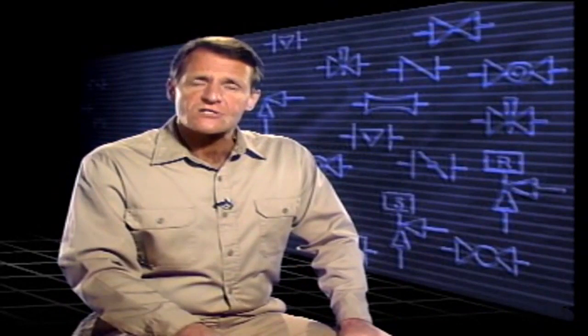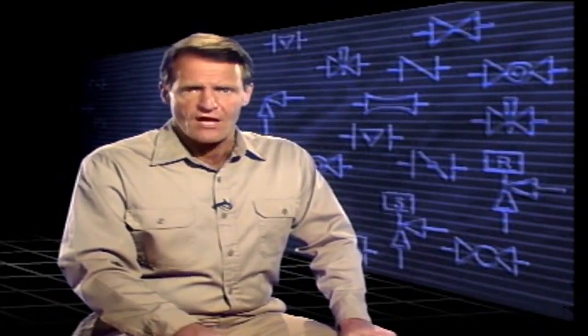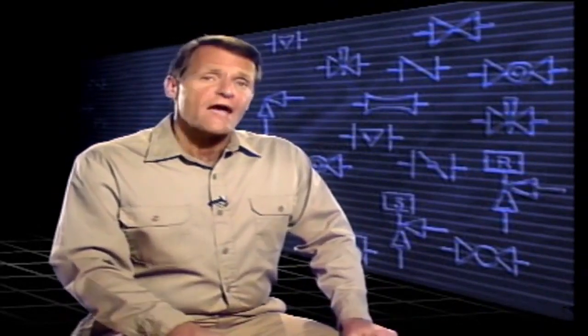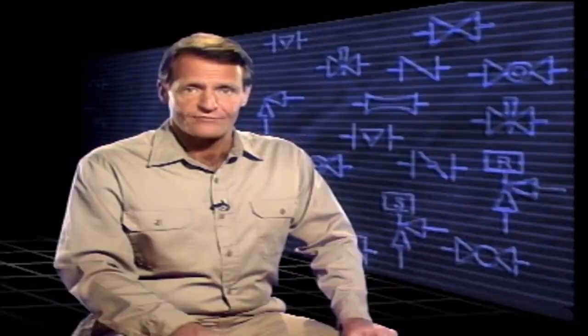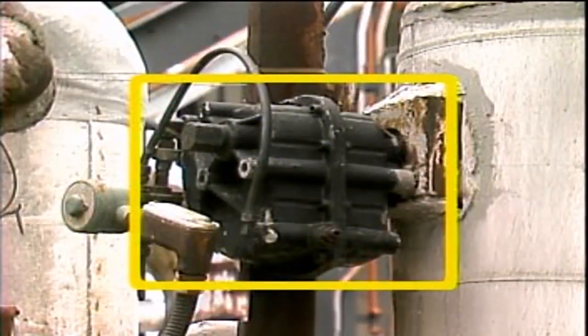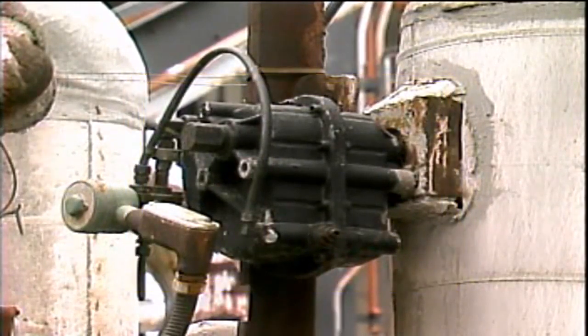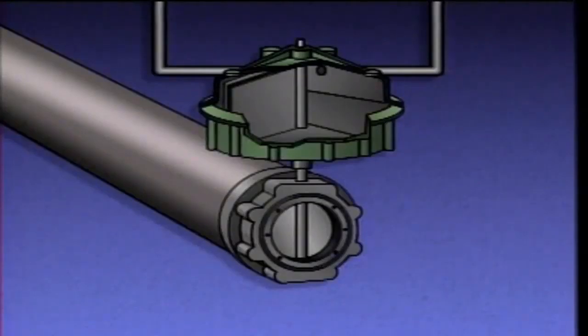A vane actuator uses air pressure acting against a paddle or vane to position a valve. In general, a vane actuator is simple in design and relatively small for the amount of force it can supply to open or close a valve. Vane actuators are used primarily with rotary-type valves, such as ball, plug, and butterfly valves, because the vane rotates the valve disc. Here's a cutaway of a vane actuator that operates a butterfly valve.